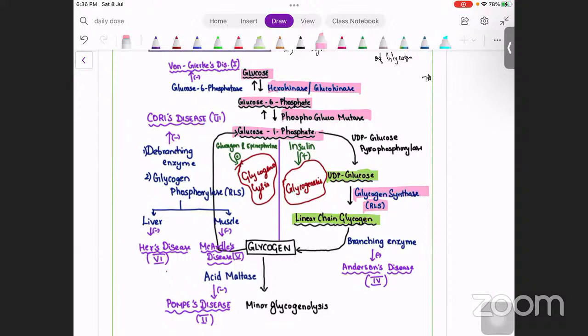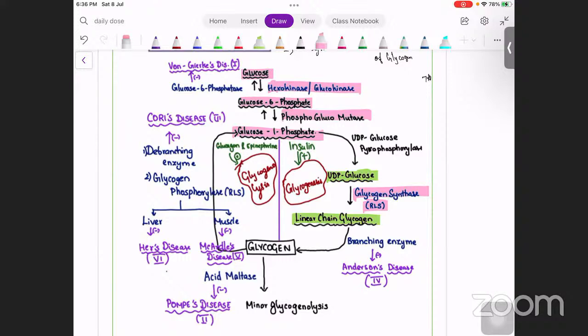So what is the rate limiting enzyme of glycolysis? Phosphofructokinase 1. What is the rate limiting enzyme of your TCA cycle? Isocitrate dehydrogenase. What is the rate limiting enzyme of gluconeogenesis? Fructose 1,6 bisphosphatase. Now we are seeing the rate limiting enzyme of glycogenesis. What is it? Glycogen synthase.